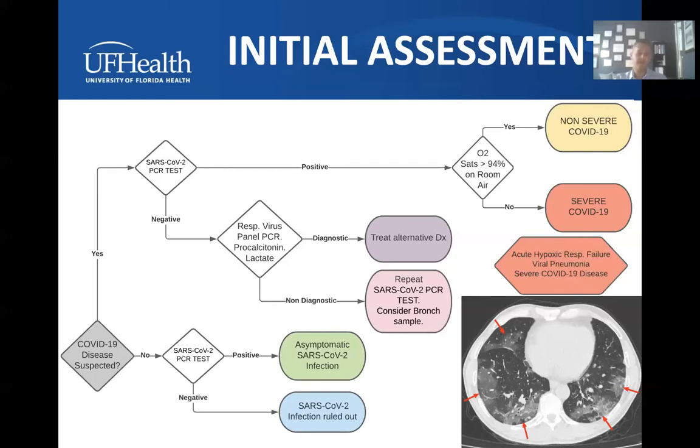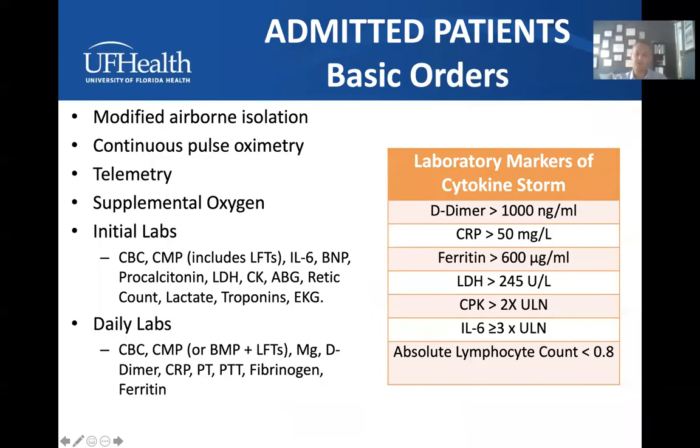On the next slide, we see the basic orders for hospital admission, which should include modified airborne isolation, which means that a negative pressure room is not required, but the use of N95 masks and eye protection are required. Telemetry both for heart rate and pulse oximetry, supplemental oxygen orders with instructions to wean as tolerated, and initial labs and daily labs that will guide the clinician on the risk of developing cytokine storm and/or thrombotic complications.